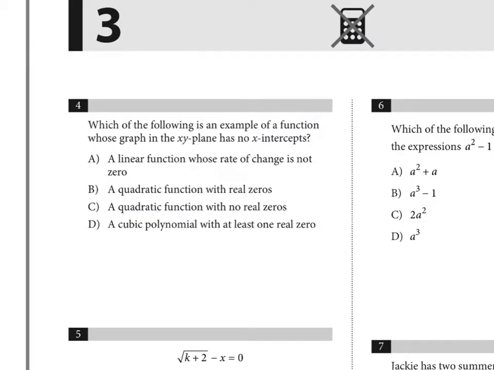Problem 4, which of the following is an example of a function whose graph in the xy plane has no x-intercepts? So we want to try to figure out an equation that has no x-intercepts, an equation that doesn't touch, doesn't cross, doesn't intersect the x-axis. And letter A, a linear function whose rate of change is not 0. A linear function is just a line. And here they're telling you the rate of change, the slope, is not 0.